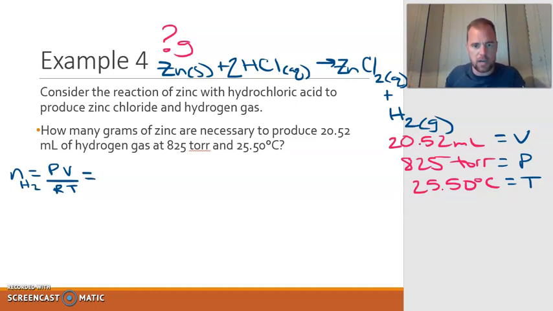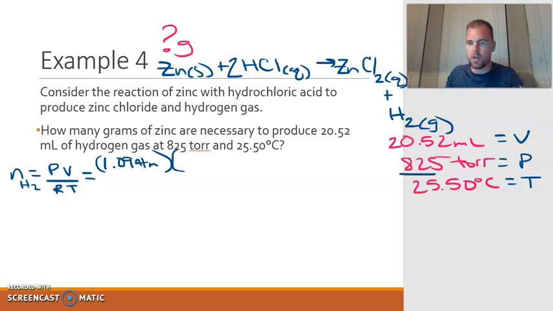Okay, so let's plug in our information. So pressure. This pressure needs to be converted into atmospheres. So we're going to divide that by 760. So 825 divided by 760, I end up getting 1.09 atmospheres of pressure. So this is the pressure. 825 torr is the same thing as 1.09 atm.